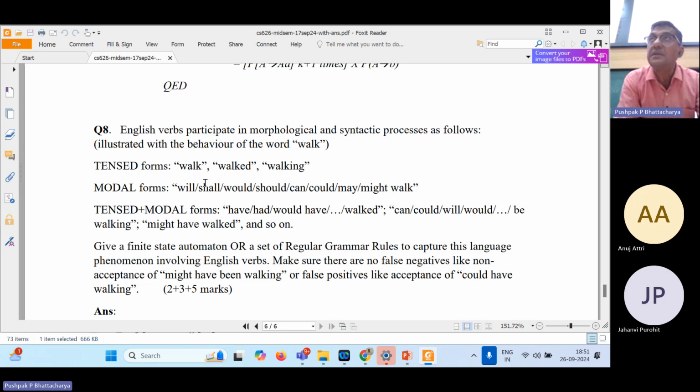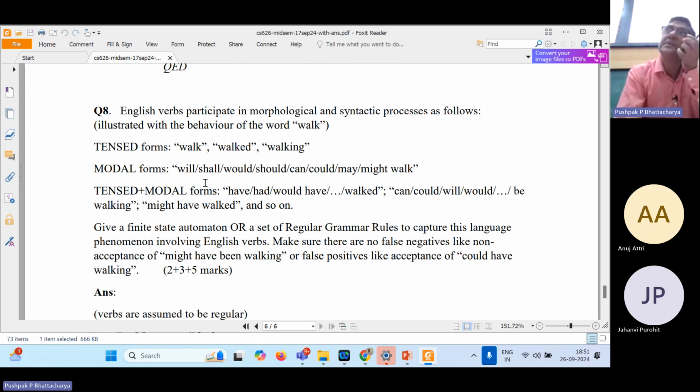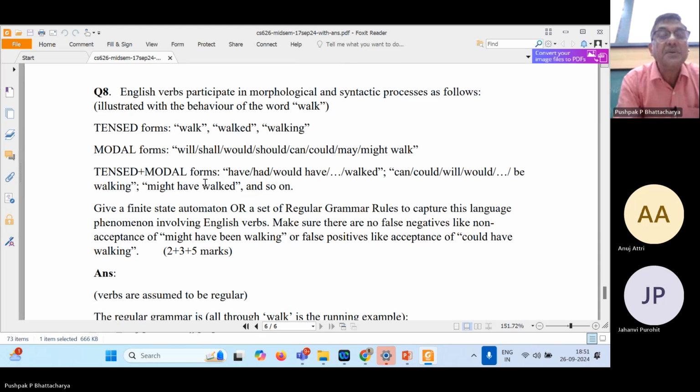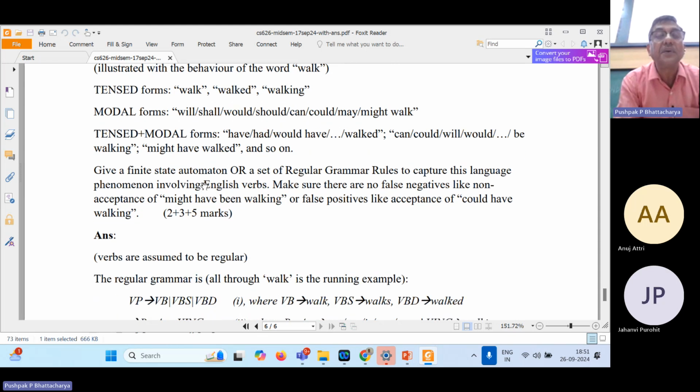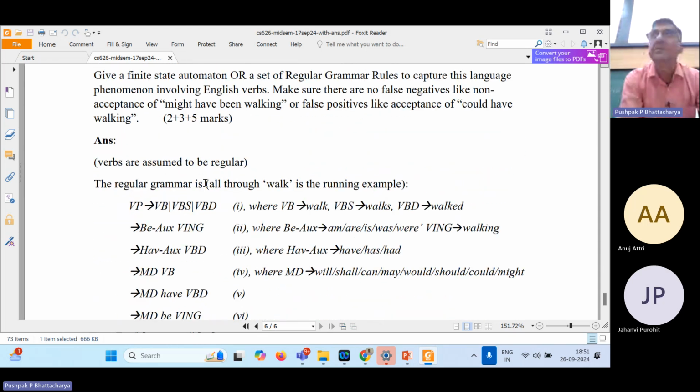Might have walked, and so on. So you have to give a grammar or a finite state automaton. In fact, going to finite state automaton from grammar is easier. Going from finite state automaton to grammar is a little more tough. So the grammar is as follows. First of all, you have to take care of the tense form, which is this.